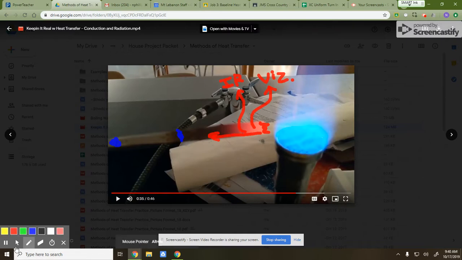But again, heat transferred from the end of the spoon, or the part of the spoon that was exposed to the flame, transferred down through the spoon. So heat transfer through a solid, through the solid spoon. That is, you guessed it, conduction. Condoleezza Rice. He just kept it real.